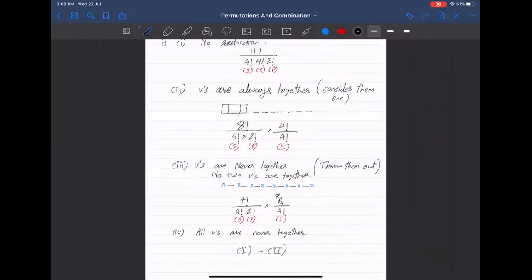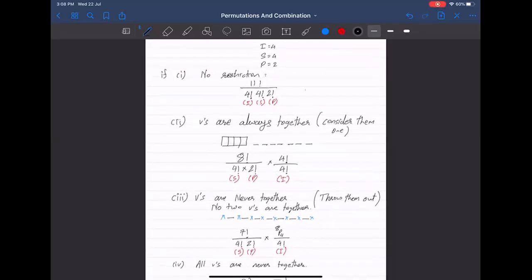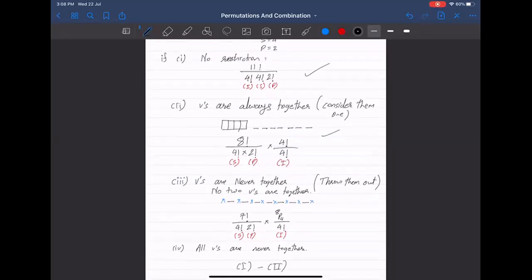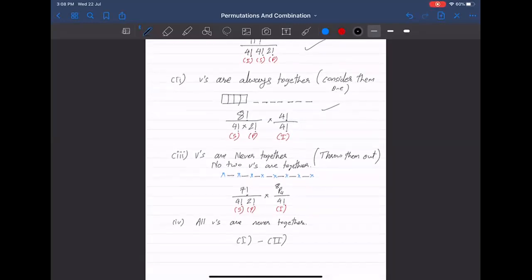Sir, I understood this. Completely, all of you understood? Okay. Now we are going to do the next thing. So why will it be first answer minus second? What is the first answer? All possibilities, isn't it? What is the second answer? Vowels are always together. So from all possibilities we will remove always together. What you will get? All never together. That's what we want.